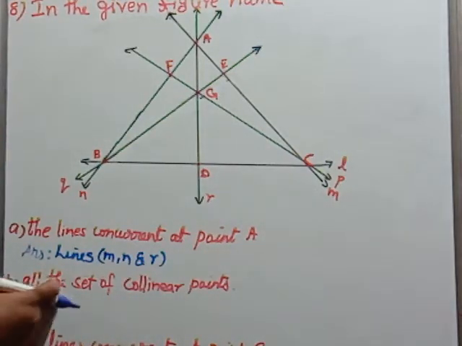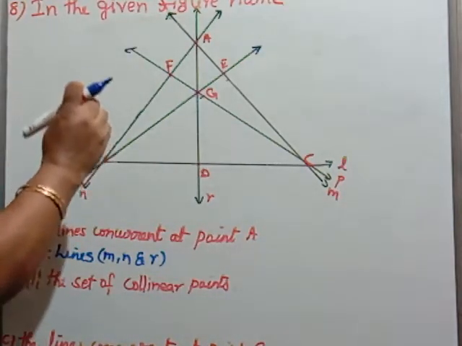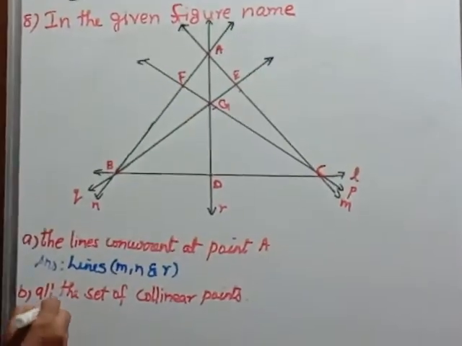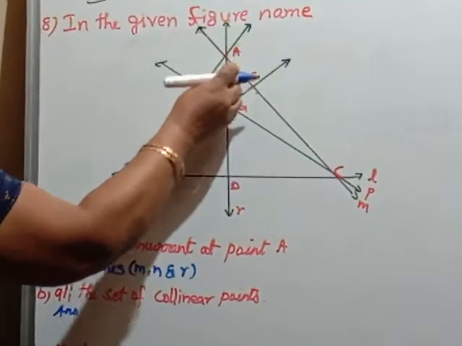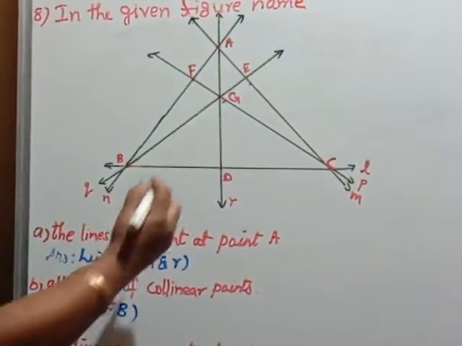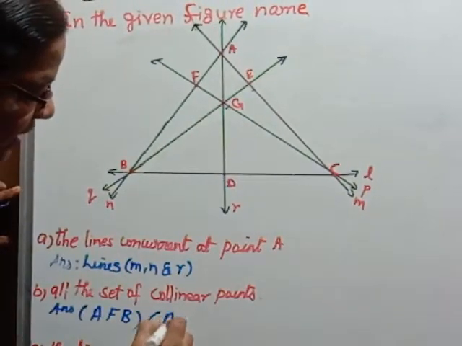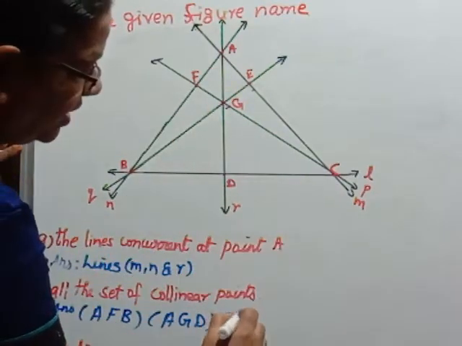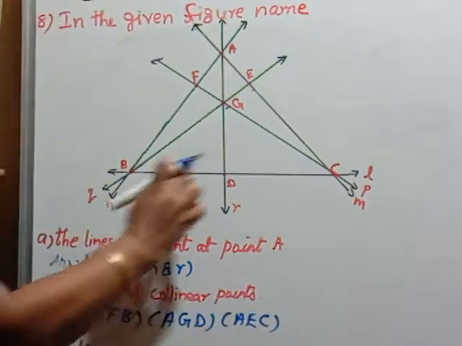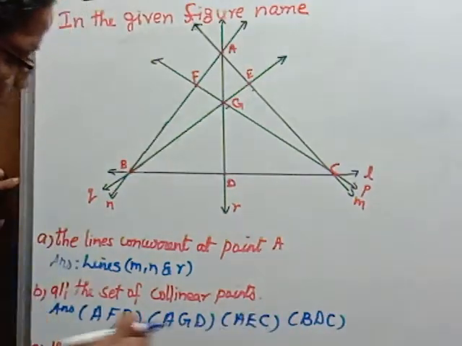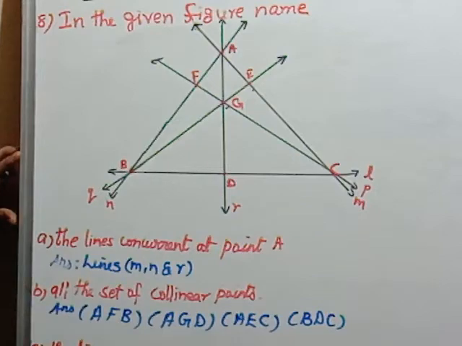Now, B sum. All the sets of collinear points. What is the meaning of collinear points? The points lie on the same line. 3 or more points should lie. Here, what are the collinear points? A, F, B. Then A, G, D. Then what's the other one? A, E, C. Then one more, what's that? B, D and C. These are the sets of collinear points.